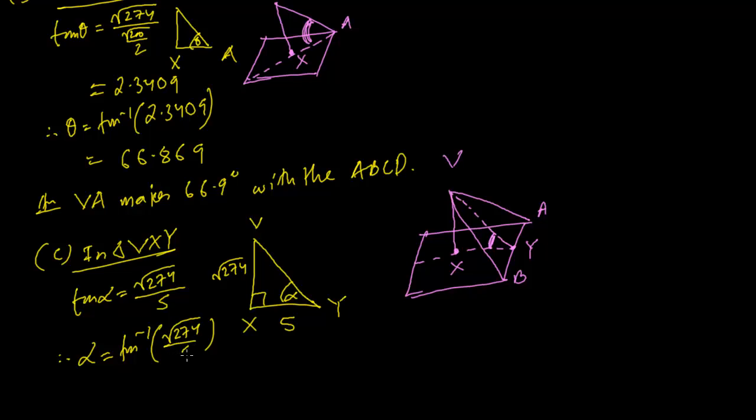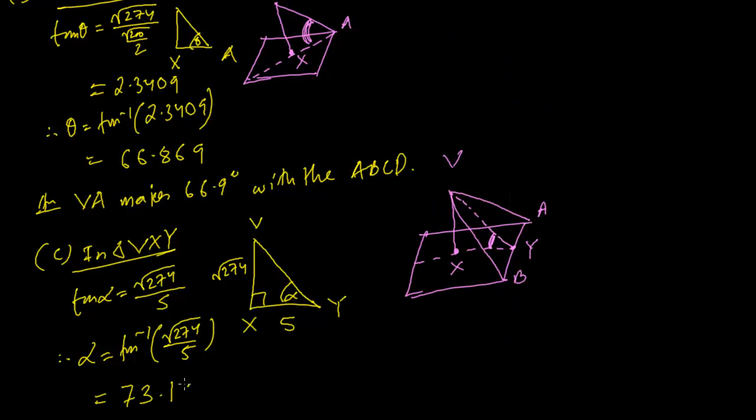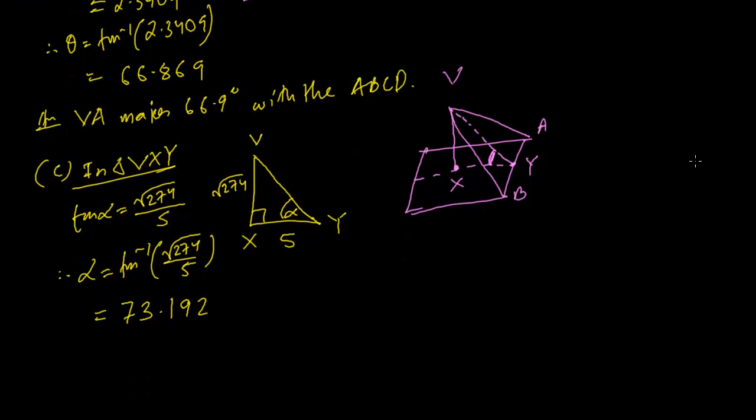square root of 274 divided by 5, and it turns out to be, so tan inverse of square root of 274 divided by 5, and the angle is going to be 73.192. So 73.192. The answer has to be in three-digit figure. So answer should be VAB makes 73.2 degree with ABCD. So that's it.